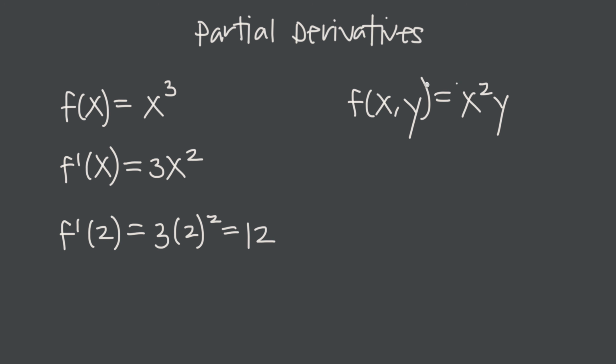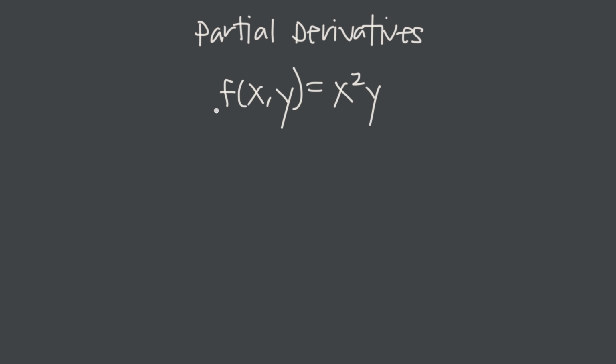So in this example, again, we have two variables, x and y, which means that if we want to take partial derivatives of this function, we will have two partial derivatives. It's going to be one for each variable, one partial derivative for x and one partial derivative for y. So let's go ahead and take a look at what those partial derivatives are going to be. So we'll have two partial derivatives, one with respect to x and the other with respect to y.